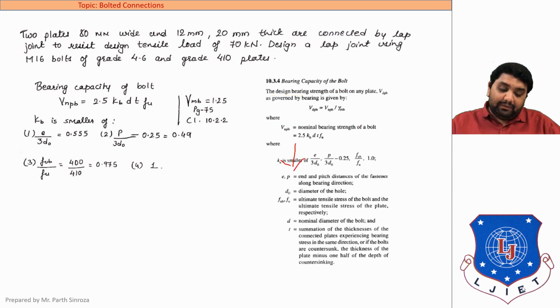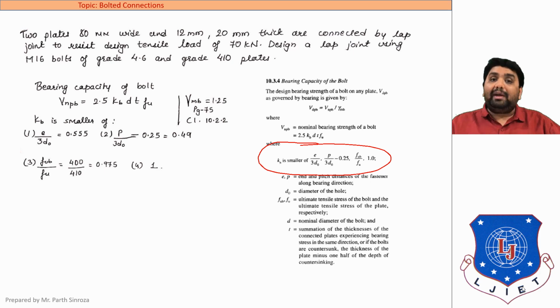For that, we will first find kb, which we calculate using this equation. It is mentioned that kb is the smaller of e upon 3d0, p upon 3d0 minus 0.25, fub by fu, and 1. So every time, in every equation, we will solve these four cases, and the smallest of these four values will be considered as kb. What are e and p we will look at. d0 is the diameter of hole. In this case, the diameter of hole is 18 mm.